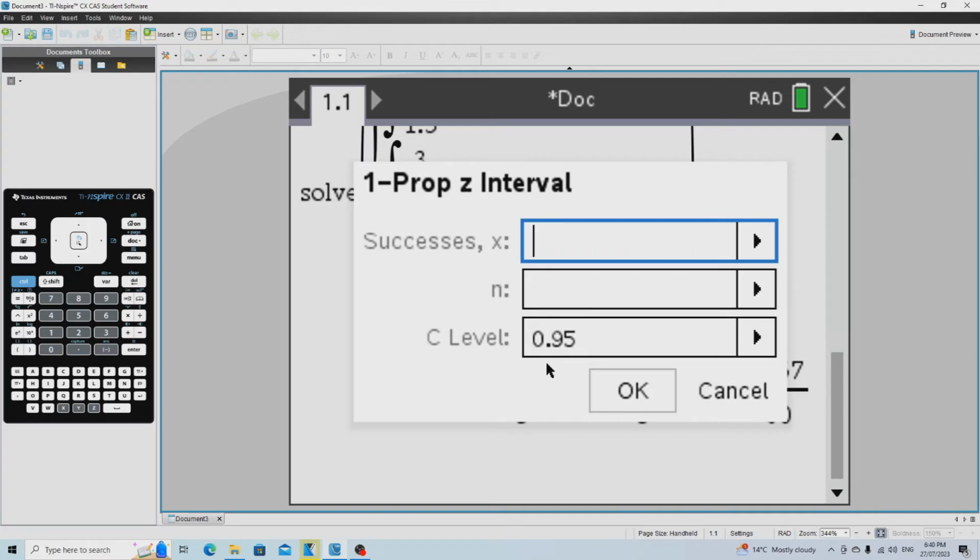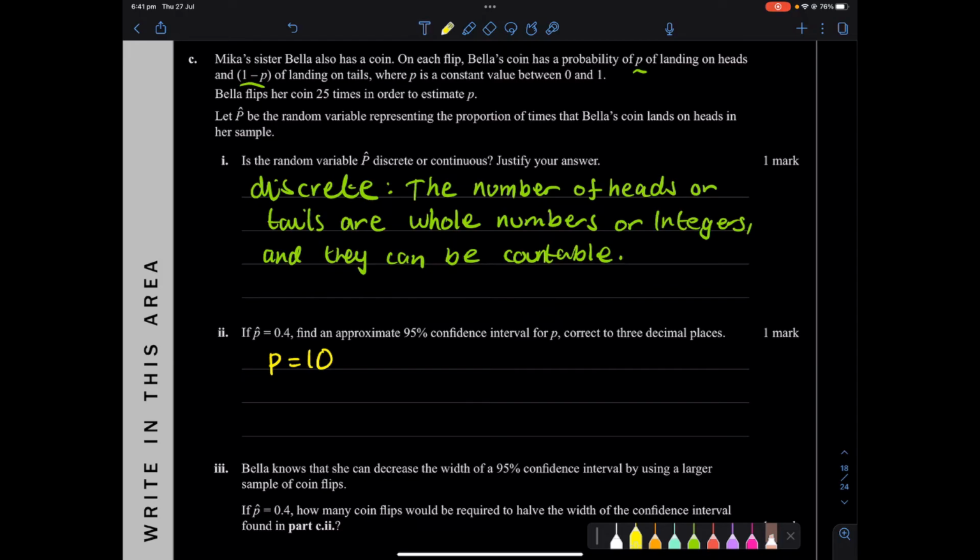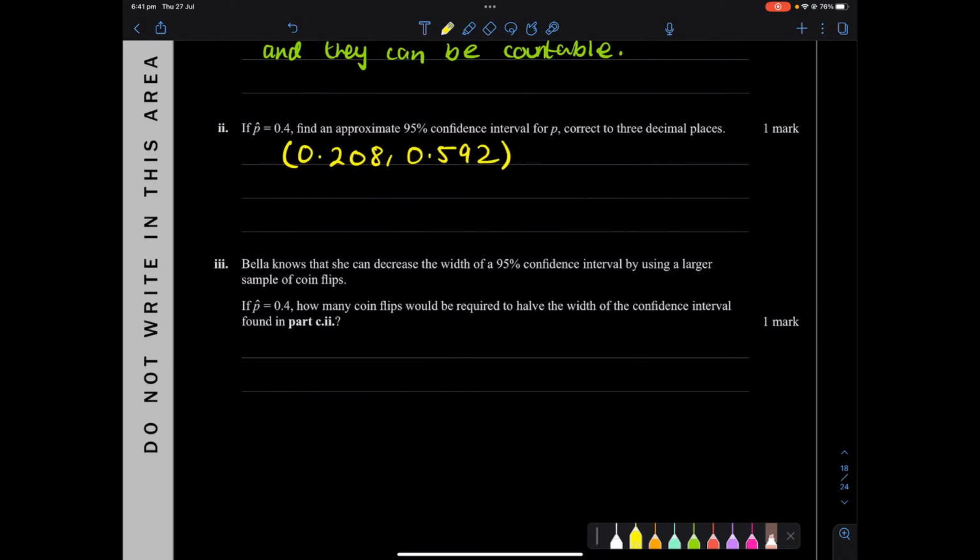So we can say that the number of successes is 10. On the calculator, I go to probability, distributions, statistics, confidence intervals, 1 prop z interval, and enter 10 successes out of 25. We get a confidence interval, to 3 decimal places, from 0.208 to 0.592. Okay, that's good.